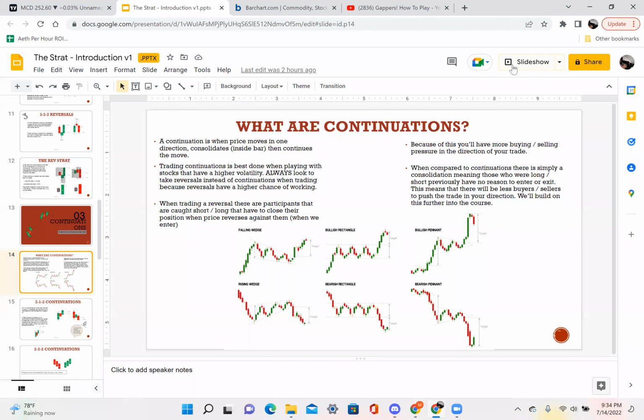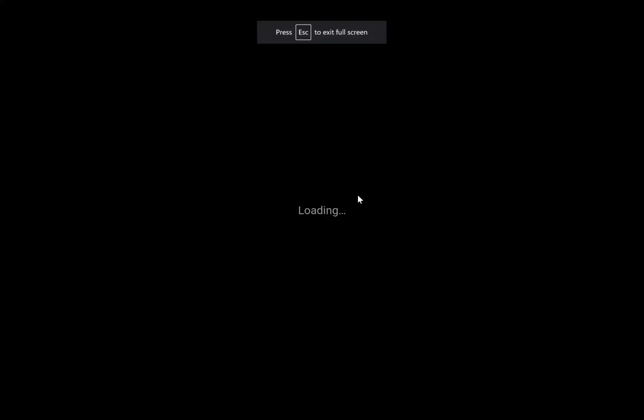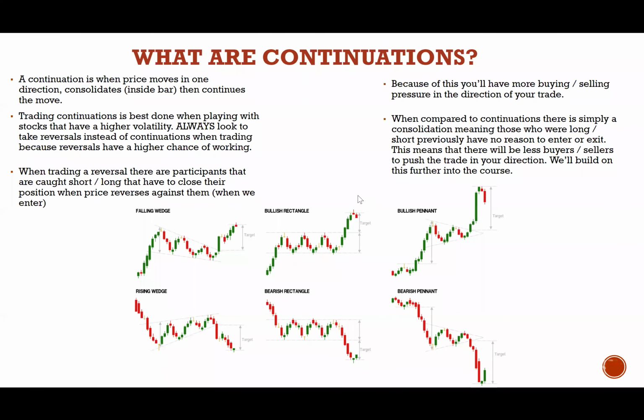Going back to it. Trading continuations is best done when playing with stocks that have a higher volatility. I'll read that one more time because that's important. Trading continuations is best done when playing with stocks that have higher volatility. Always look to take reversals instead of continuations when trading, because reversals have a higher chance of working.